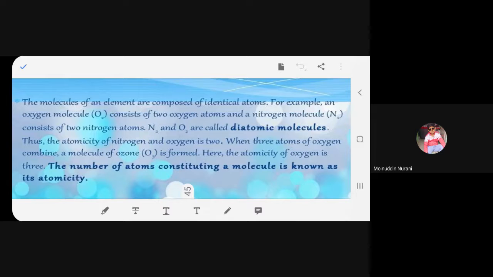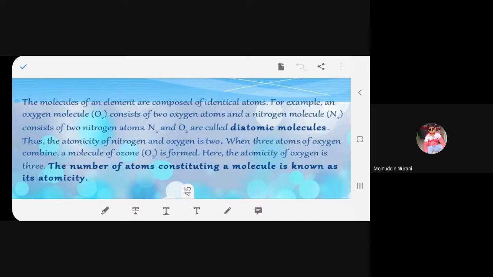When three atoms of oxygen combine, a molecule of ozone O3 is formed. Here, the atomicity of oxygen is 3. The number of atoms constituting a molecule is known as its atomicity.